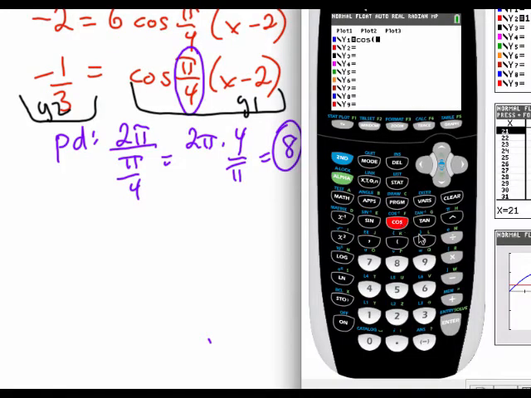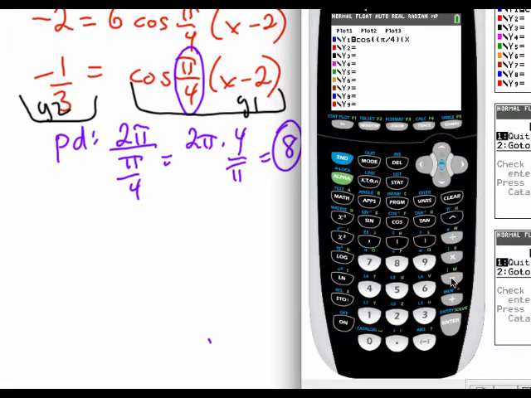So I have the cosine. Now just watch all your brackets here. Pi over 4, x minus 2. Let's be sure all of that piece is within the angle. And the other graph, negative 1/3.